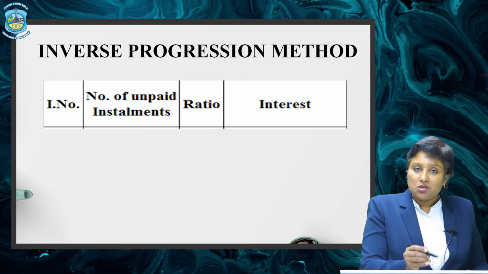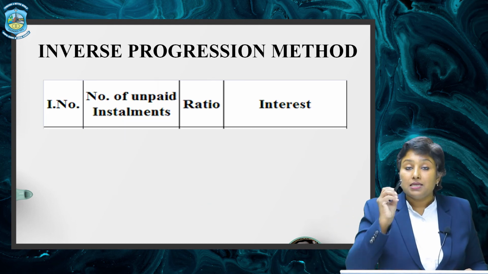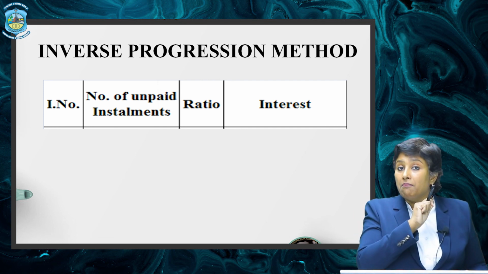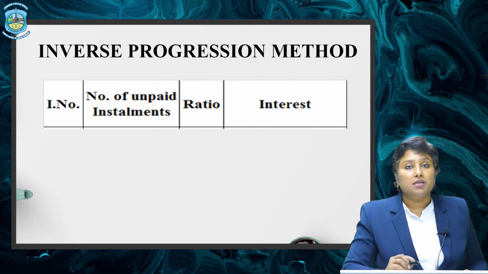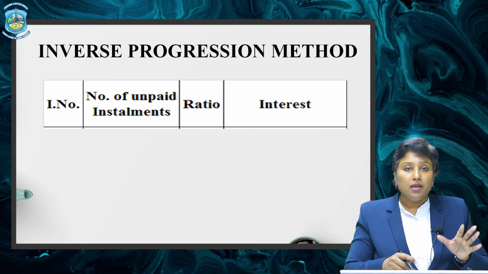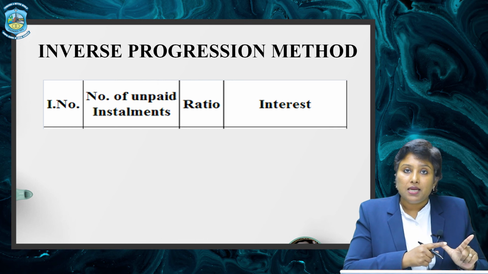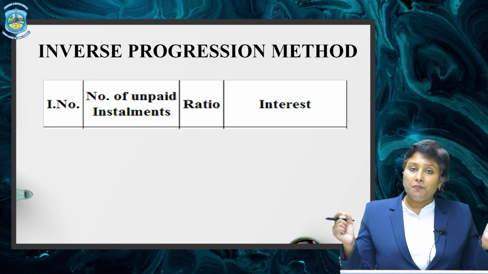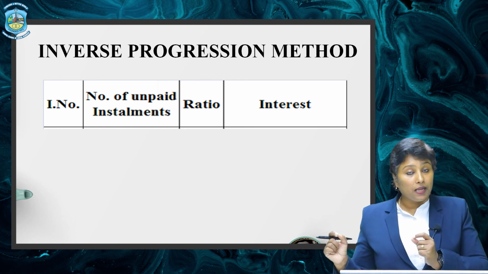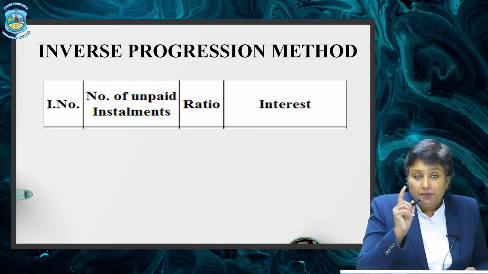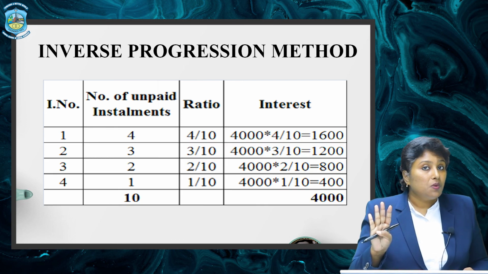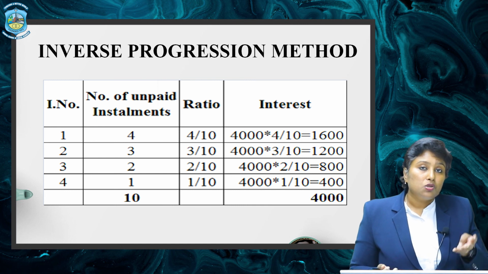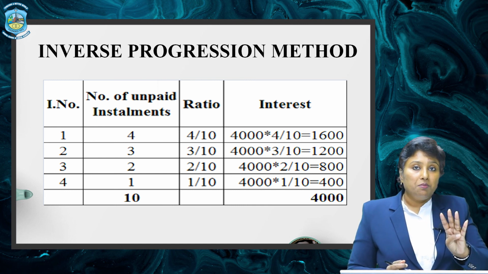Why? Because the first column remains the same, the number of installments. The second column is the number of unpaid installments. Mind it, not the amount, the number of unpaid installments. Now in this method, even the period becomes immaterial and the amount becomes immaterial because all are equal. So what we are worried about is the number of installments only. Right at the beginning, 4 installments were unpaid, obviously, because we have not yet paid any installment. So in the beginning of the year, 4 installments were unpaid.